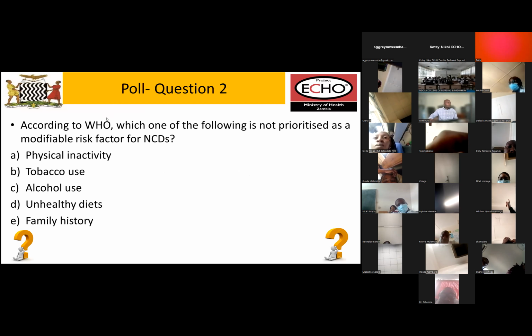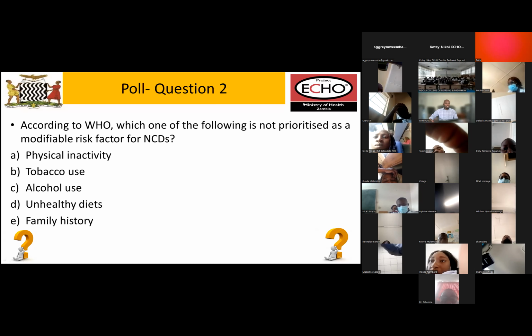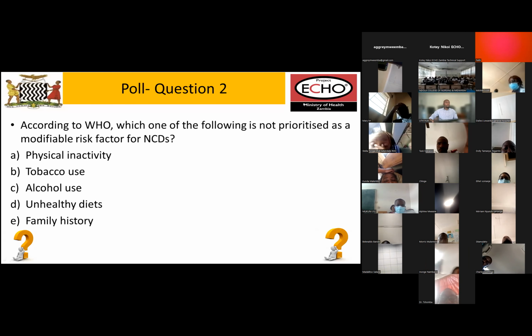Thank you so far. The second poll question, let's get ready to poll. The second poll question reads, according to WHO, the World Health Organization, which one of the following is not prioritized as a modifiable risk factor for non-communicable diseases? According to WHO, which one of the following is not prioritized as a modifiable risk factor for NCDs? The poll has been launched.